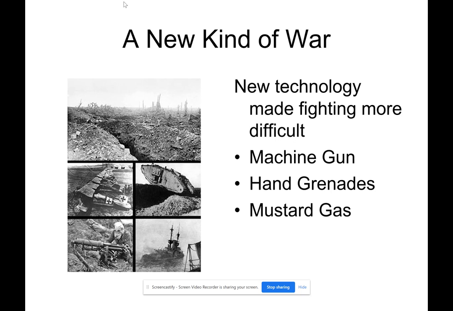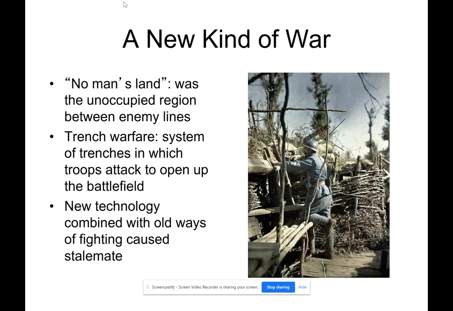New technology made fighting more difficult, and made casualties skyrocket with inventions and advancements like the machine gun, hand grenades, and mustard gas. These inventions will totally change the climate of war and result in wars that are much more violent with higher death tolls.